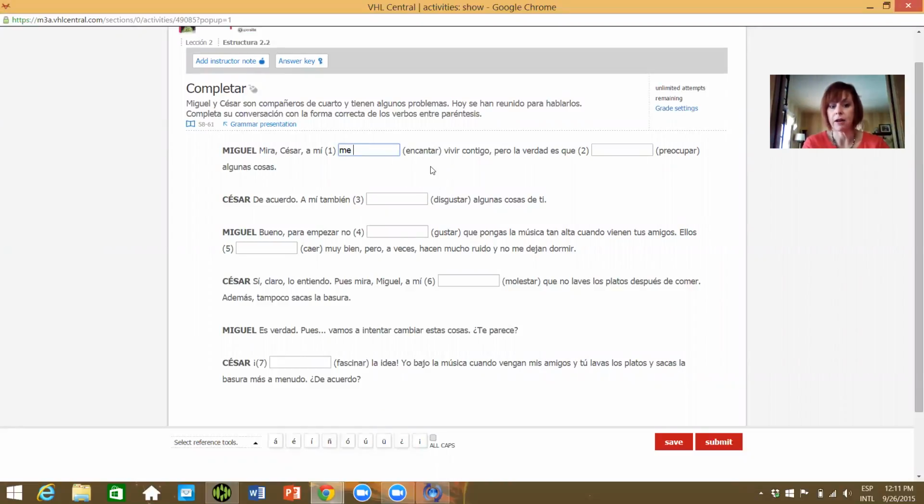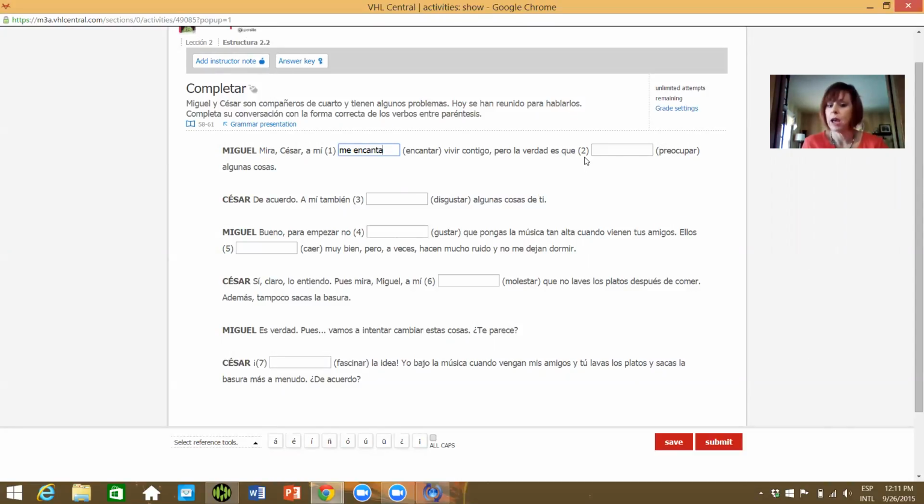And then we have to decide what to do with encantar. We have vivir contigo, and as you saw in the tutorial and what you read in your book, if you have a verb that comes after this verb, you just leave it singular. So me encanta, okay? Mira, a mí me encanta vivir contigo, pero la verdad es que blank algunas cosas.